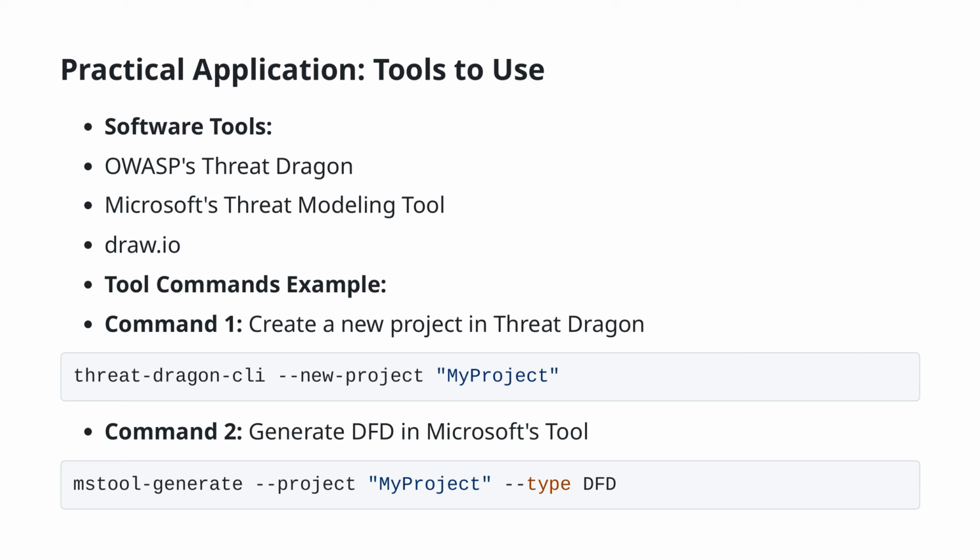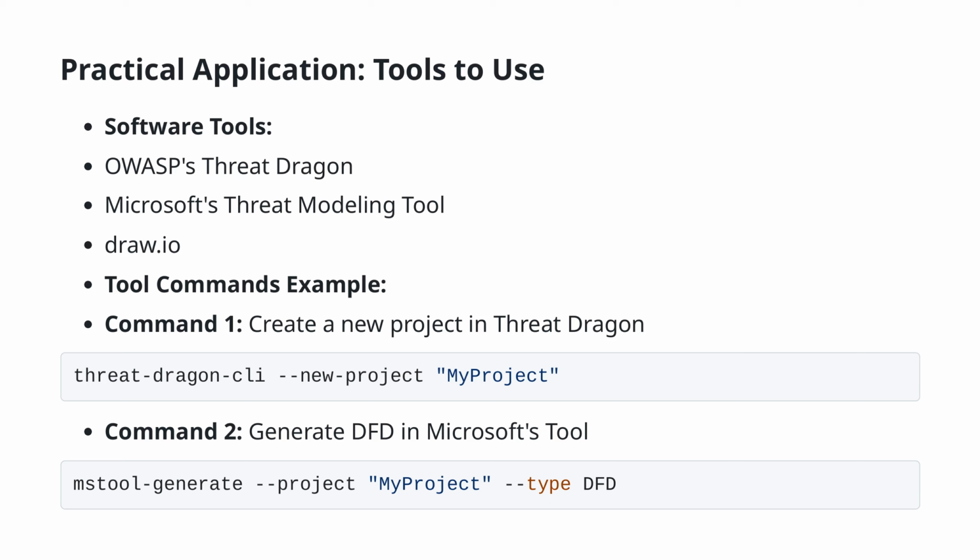Utilizing specialized software can significantly enhance your ability to identify and mitigate security risks. First, let's look at some of the top software tools available. 1. OWASP's Threat Dragon. This is a free and open source tool specifically designed for threat modeling. It provides an easy-to-use interface and supports various types of diagramming.